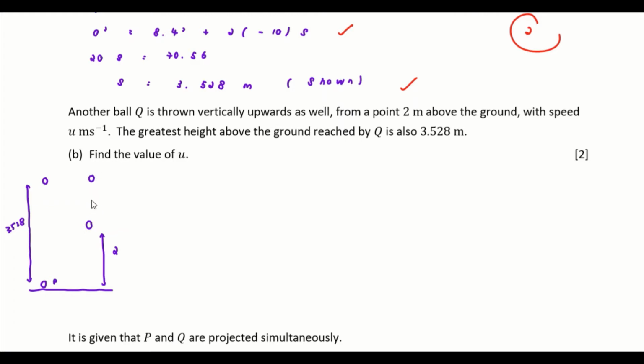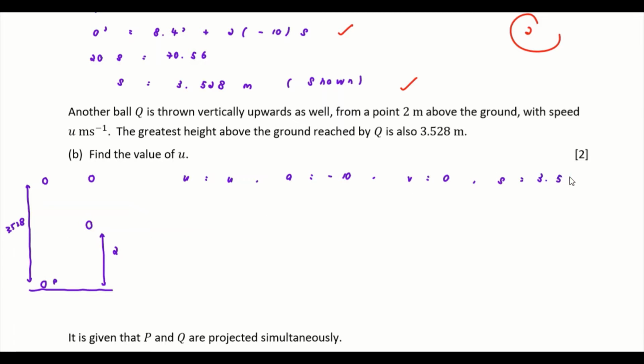So by looking at this diagram, what is the maximum displacement taken by Q? It's actually 3.528 minus 2, right? So that's why u is what we want to find. Okay, then a is equal to negative 10 as well, because you are throwing it vertically upwards also. So the final velocity is also 0, and the maximum displacement that it has is actually 3.528 minus 2.